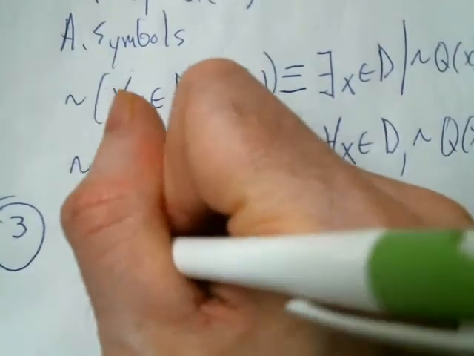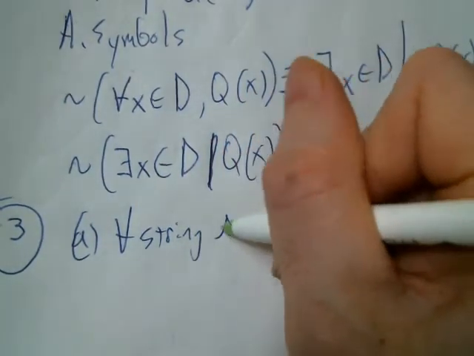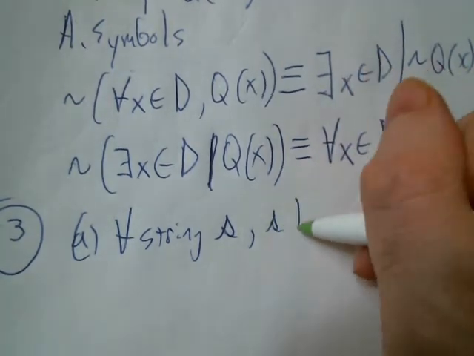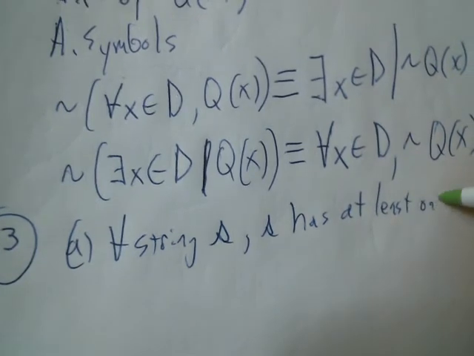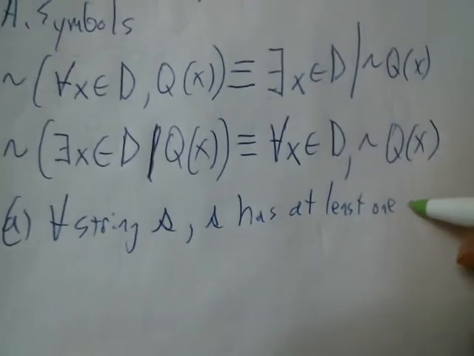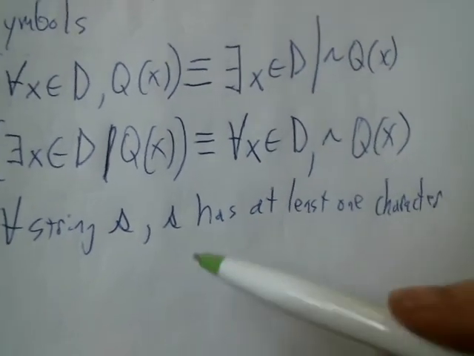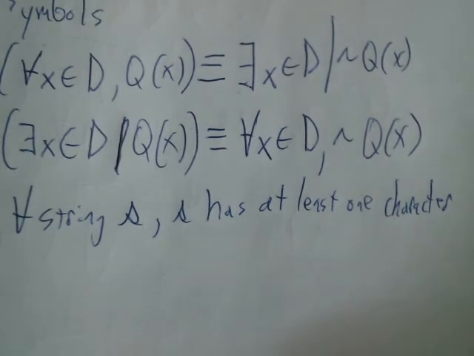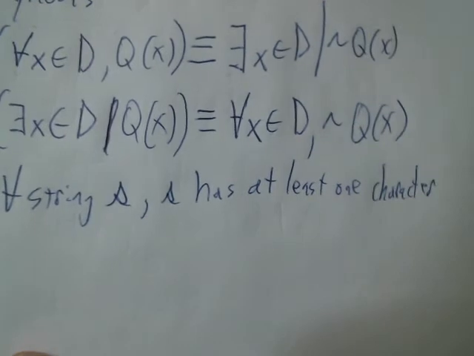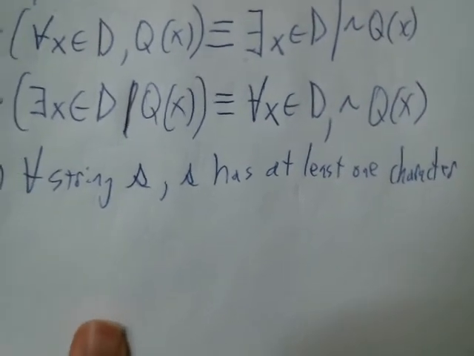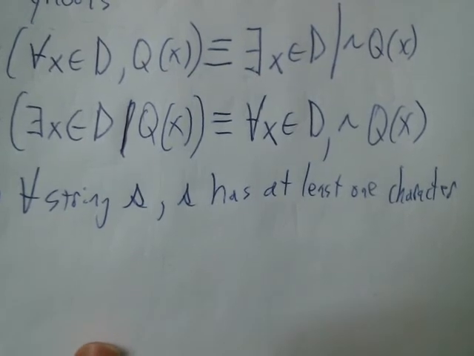Number 3, part A, we have: for all strings S, S has at least one character. So this is more of a programming example. A string is just a bunch of letters or numbers, like a password, something like that. And they're saying that to qualify as a string, you have to have at least one character. Like if to qualify as a password, you have to have at least a letter, right?